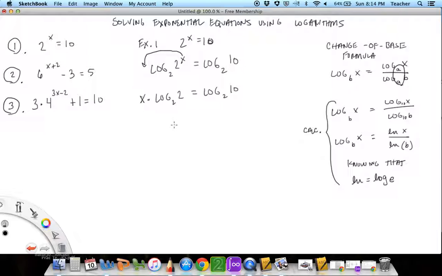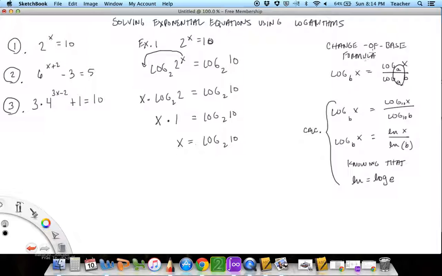Now why this is significant is because we see log base 2 of 2. We know from our experience that 2 to what power equals 2? That would equal 1. So it's really saying x times 1 equals log base 2 of 10, and so this just means that x equals log base 2 of 10.